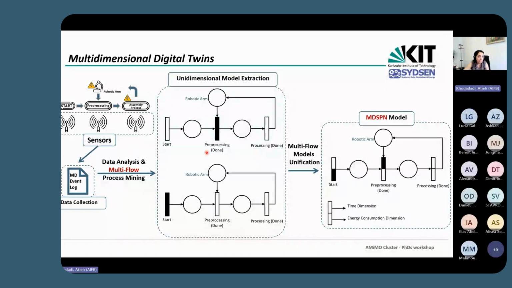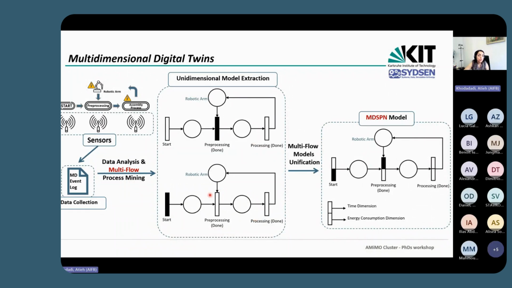It means for the time dimension, we already have the behavior that I have explained. But for the energy dimension, you can see that at the start point, we don't have any energy consumption. So it can be a non-contributing transition, like the immediate one that I mentioned here. Immediately, we don't have any energy consumption; it's not contributing here. And here we have a contributing transition. It means while the robotic arm is in the idle state, it consumes energy, and so on for the processing, where we consume energy.